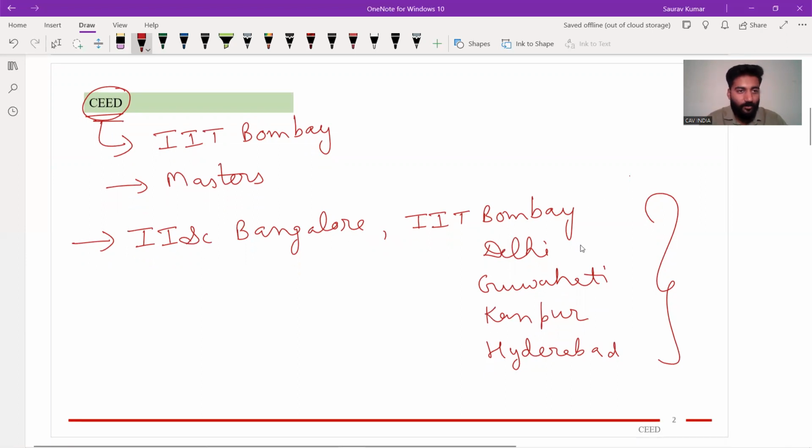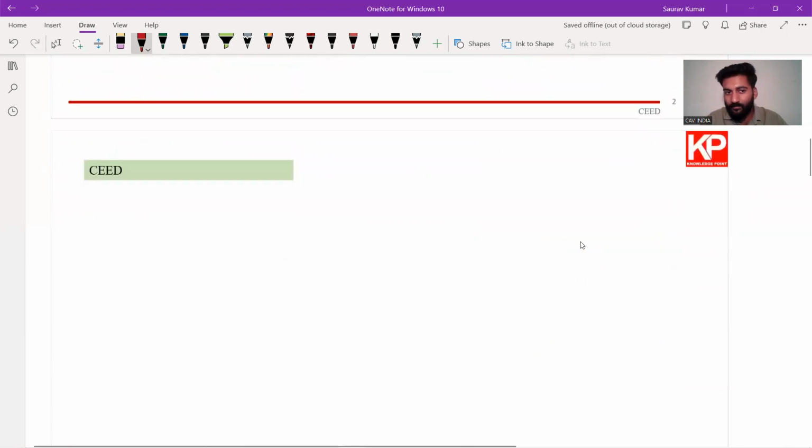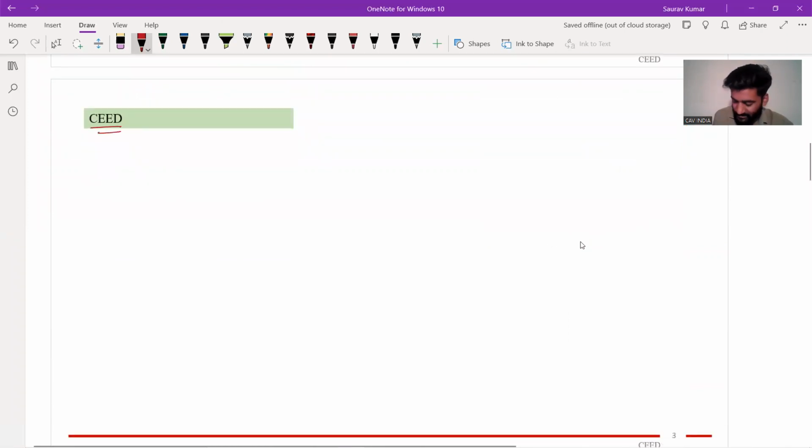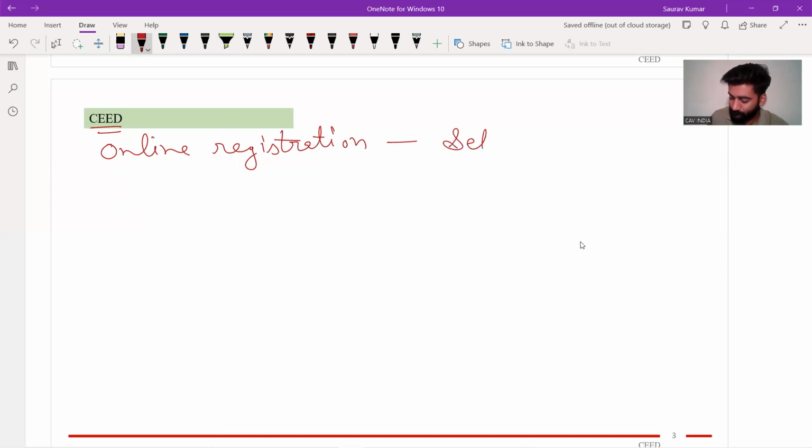After that, if we go further, let's look at some of the important dates for CEED exam. First thing is the online registration starts for this exam in the month of September to October. This year it was around 9th September to 10th October. So they will give you detailed information in the brochure for registration date. Then they will also mention the last date for registration with some late fees, and all these different stages.